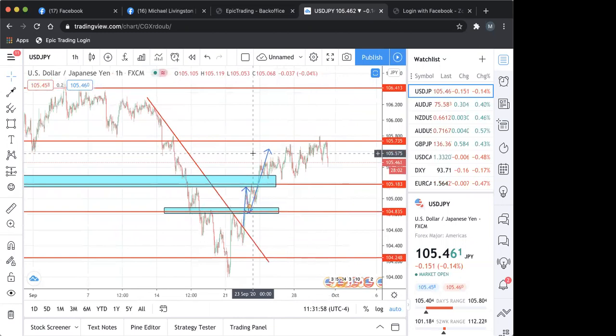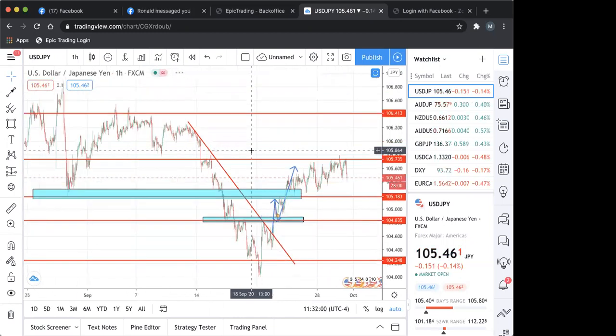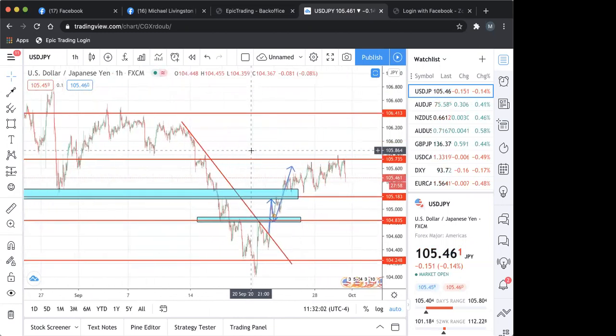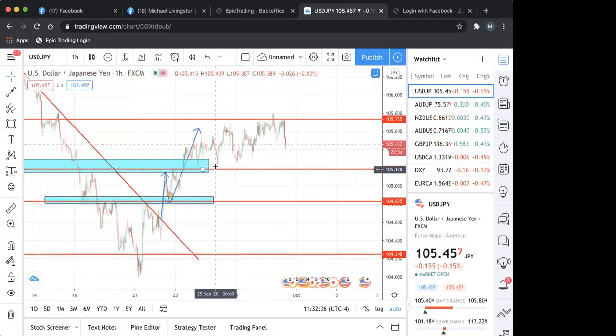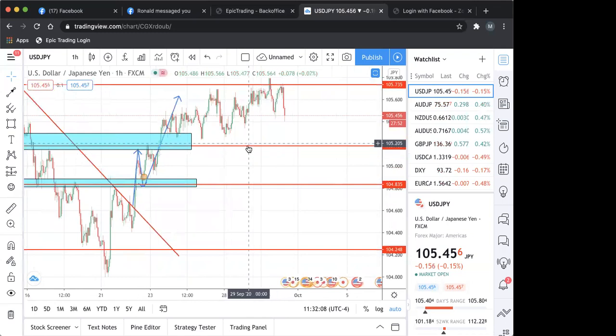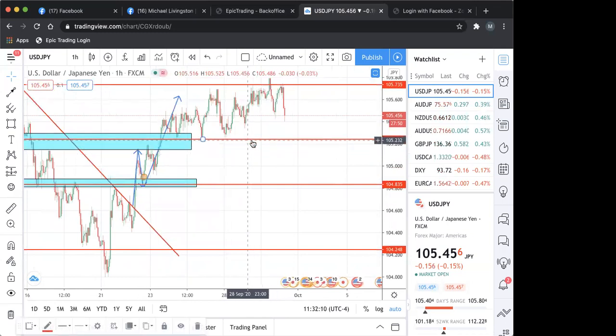But now let's look at UJ real quick. UJ is in an uptrend right now, but it looks like it's consolidating like crazy. So let's draw up our support and resistance real quick.